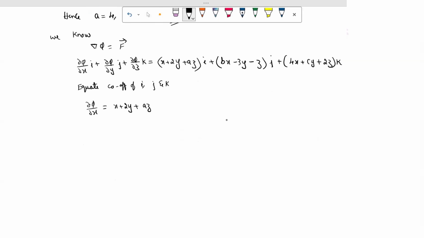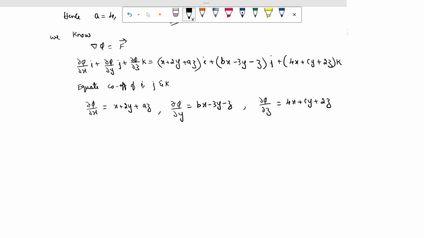Similarly, we'll equate the coefficient of j: ∂φ/∂y is bx minus 3y minus z. Then the coefficient of k: ∂φ/∂z is 4x plus cy plus 2z.